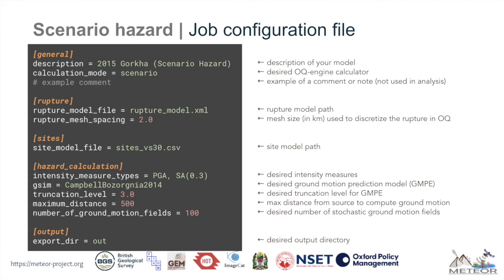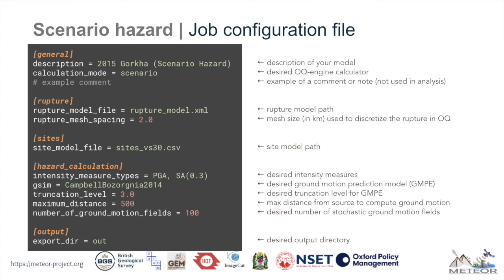Below that, I have shown an example of what a comment might look like within the job configuration file. These are not used in the analysis, and you can use them however you like, for instance, to document the source of the rupture model or cite some other documentation.